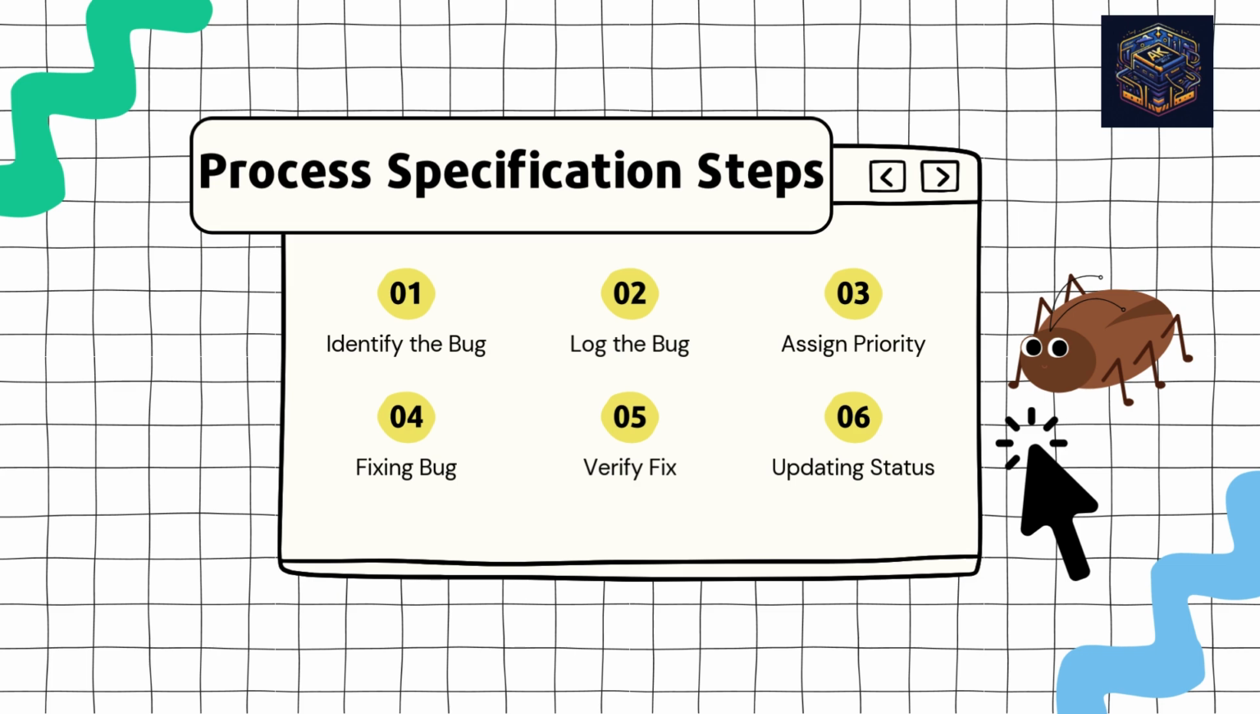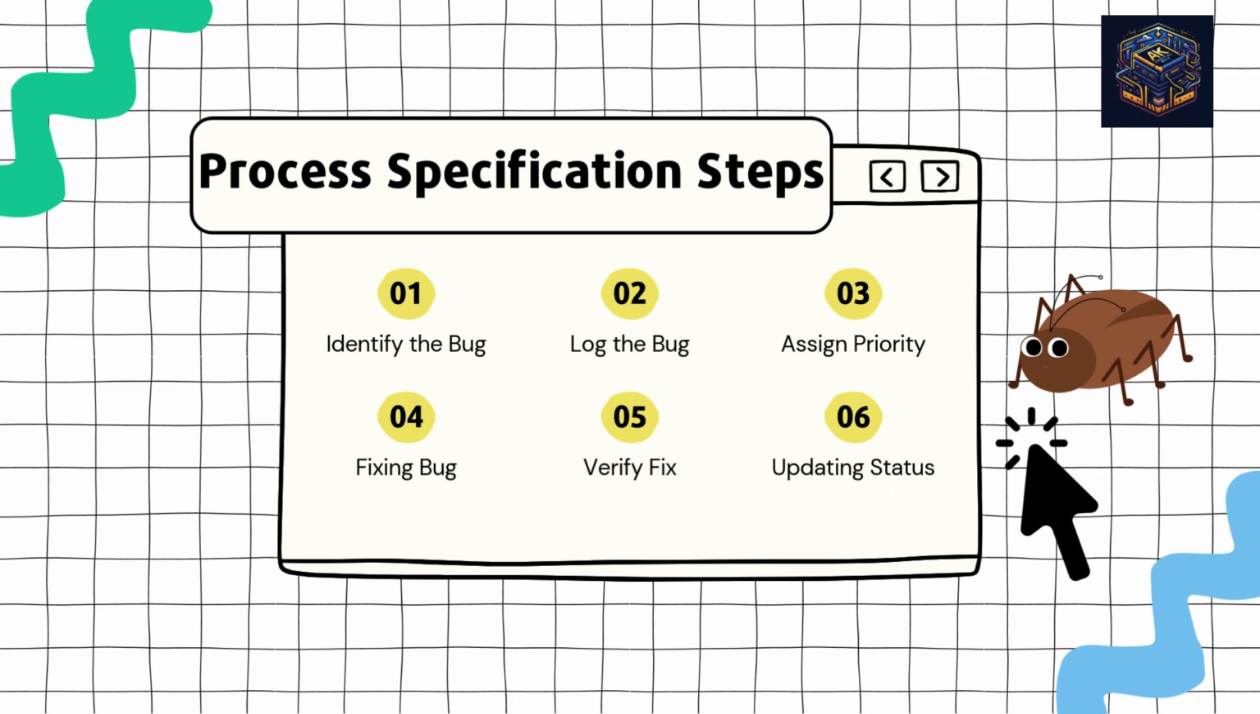Step 3. Assign priority for the bug. Next, the testers assign a priority to the bug. Critical bugs that impact system functionality are given higher priority, while less severe bugs are handled afterward. Step 4. Fixing the bug. The development team now works on fixing the bug. This involves analyzing the issue and implementing a solution.